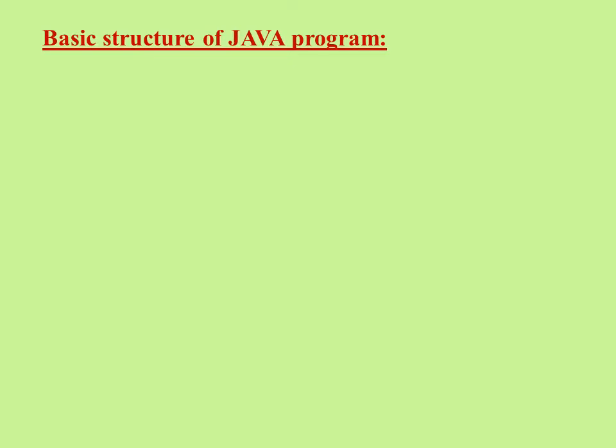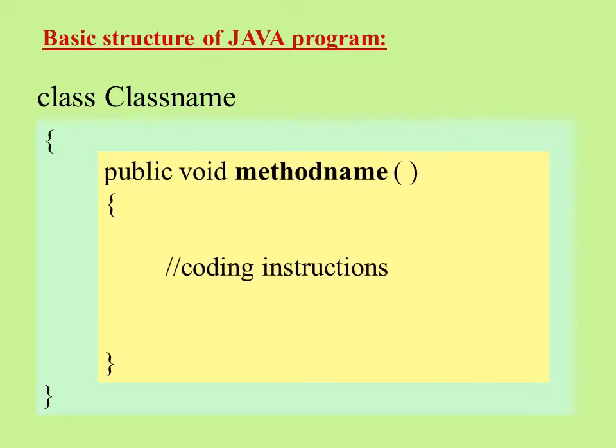First of all, we start with the declaration of the class using the keyword class, followed by the class name. Then we declare the class block, and then inside it we declare the member method as public, which is a keyword, void, which is again a keyword, method name, which is user defined, followed by the set of parentheses. Then we define the method block and write the code or instructions inside this block.